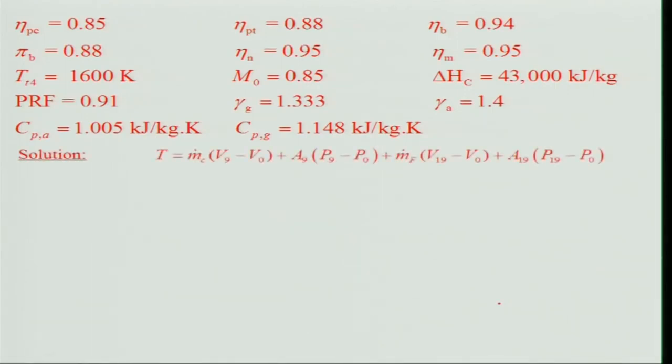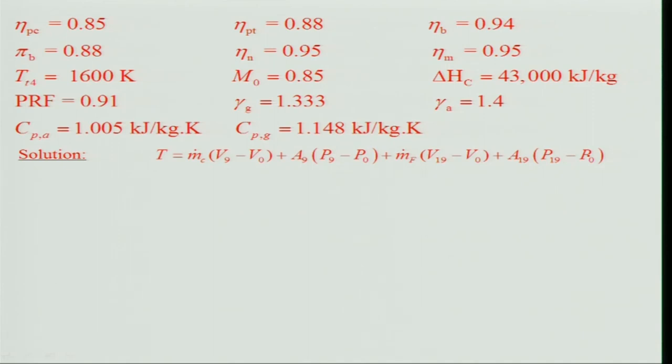What we will do is find out the total thrust. Total thrust is m dot c, the mass flow rate through the core of the engine, times V9 minus V0, plus A9 multiplied by P9 minus P0, the pressure difference across the nozzle. Plus the fan contribution, which is m dot f into V19 minus V0 plus A19 into P19 minus P0.